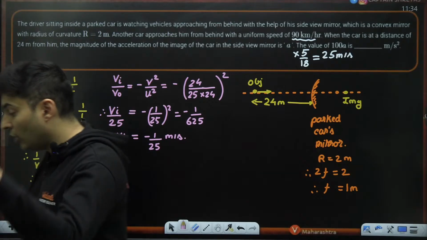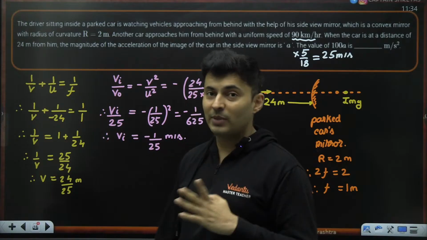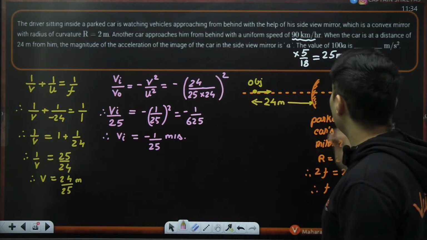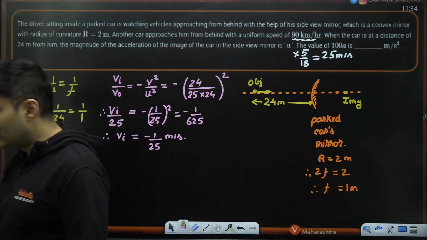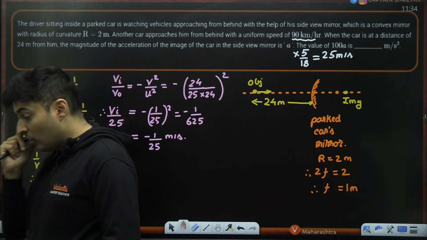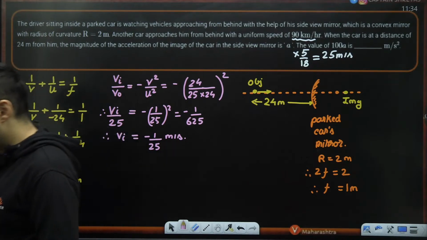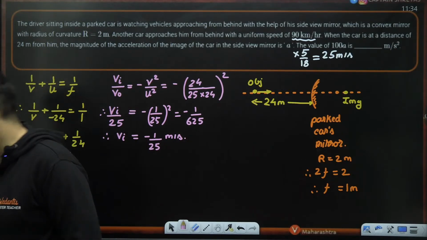The question is not about finding the image velocity. Mind it, a lot of people might leave the answer over here. No, the question is about finding the acceleration. Now, how do you exactly find the acceleration of this particular quantity?